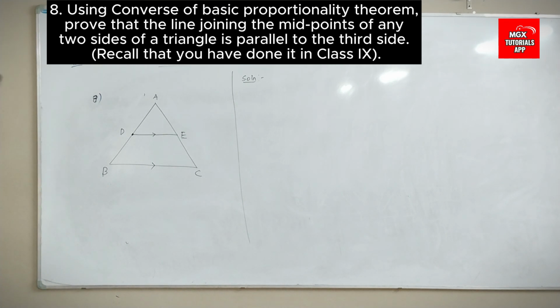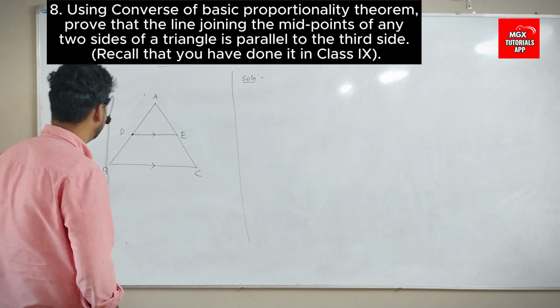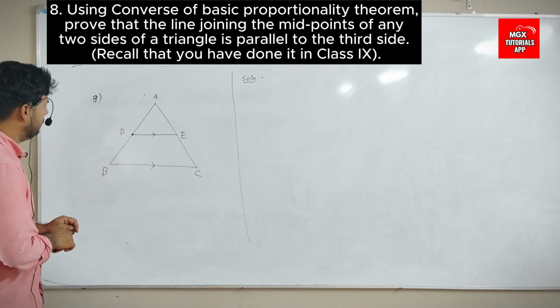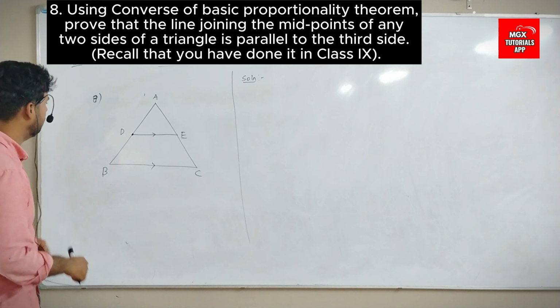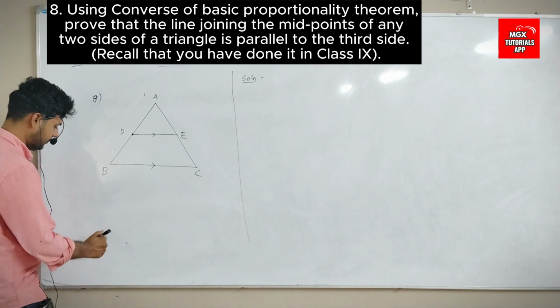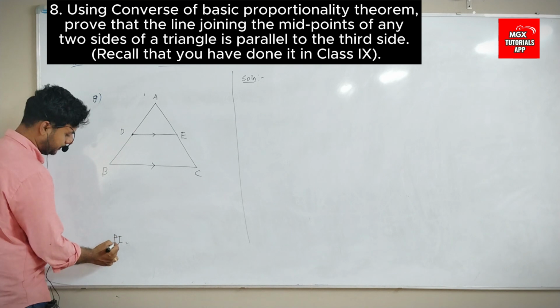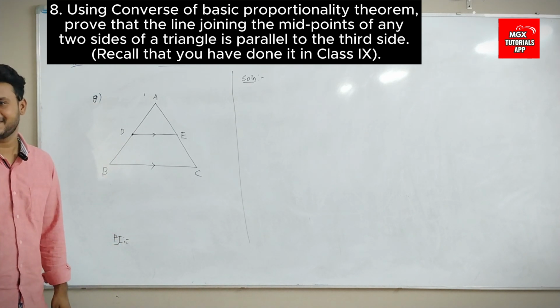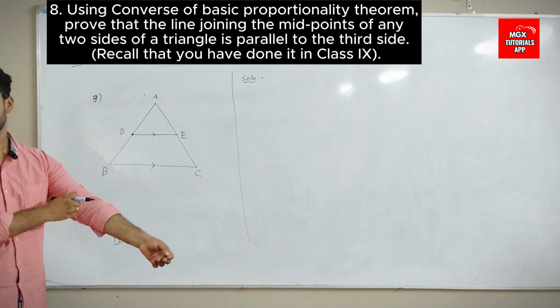Who is reading? Read. Using theorem 6.2, prove that the line joining the midpoint of any two sides of a triangle is parallel to the third side.